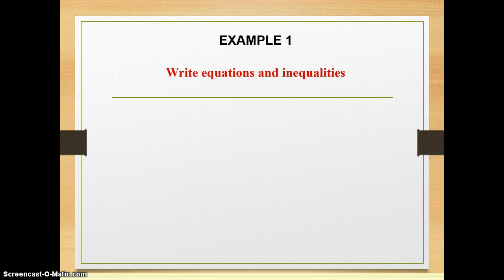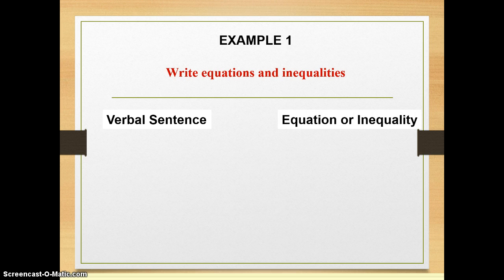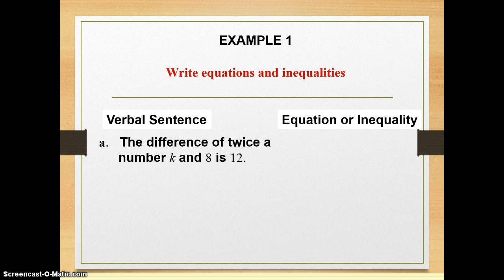Let's start with our first example. We're going to compare verbal sentences with an equation or inequality. A. The difference of twice a number k and 8 is 12. So the equation here will say 2k minus 8 equals 12.